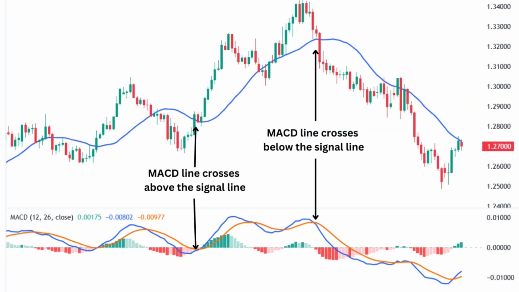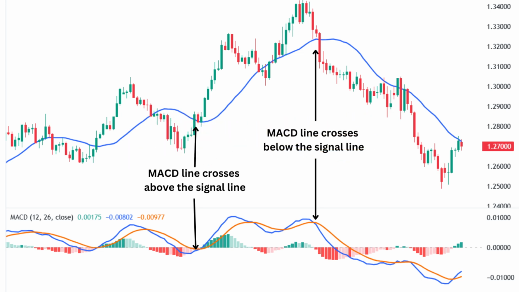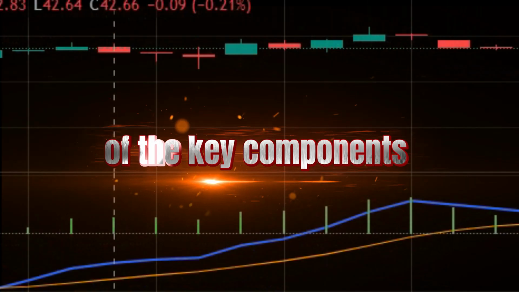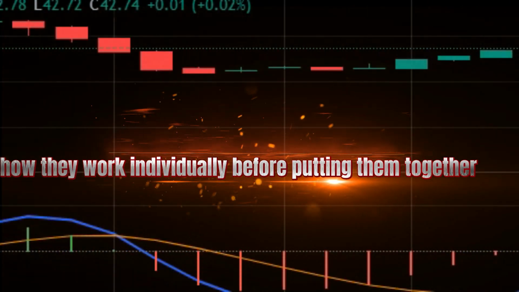The MACD is then accompanied by a signal line, which is the 9-period EMA of the MACD line itself. The intersection of these two lines generates the famous MACD crossover signals. Now, let's break down each of the key components of the MACD to ensure you understand how they work individually before putting them together.